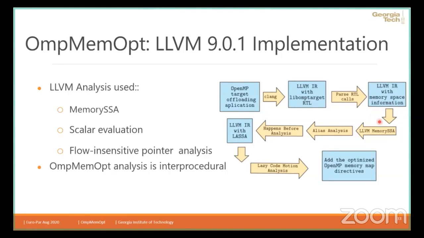Then we use this information along with the LLVM memory SSA analysis, the alias analysis, and the happens-before analysis to finally construct our LLVM IR with the location aware SSA. Then we perform the lazy code motion algorithm, which removes the partial redundancy, and then finally we add all the optimized OpenMP memory map directives which copy the array only when required.